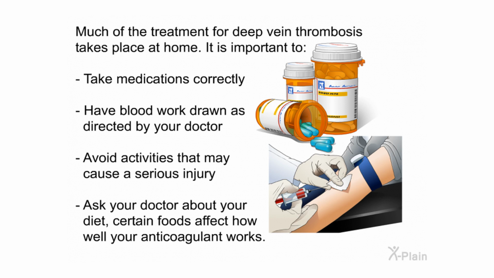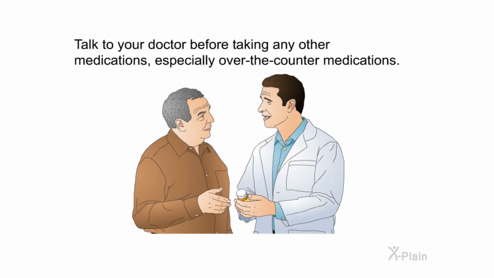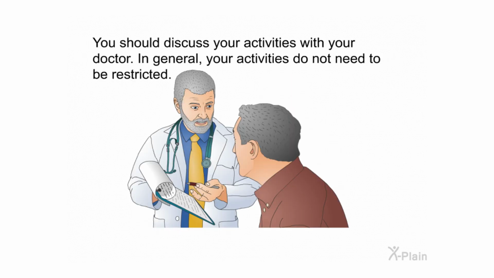Much of the treatment for deep vein thrombosis takes place at home. It is important to take medications correctly, have blood work drawn as directed by your doctor, avoid activities that may cause a serious injury, and ask your doctor about your diet. Certain foods affect how well your anticoagulant works. Talk to your doctor before taking any other medications, especially over-the-counter medications. You should discuss your activities with your doctor. In general, your activities do not need to be restricted.